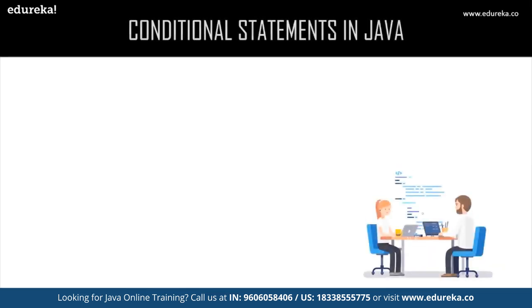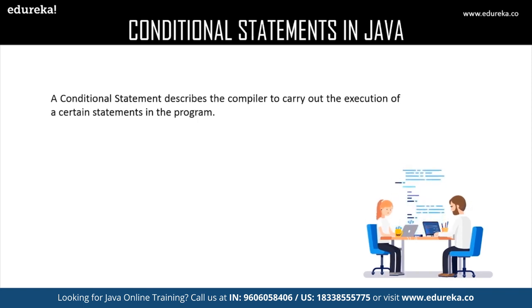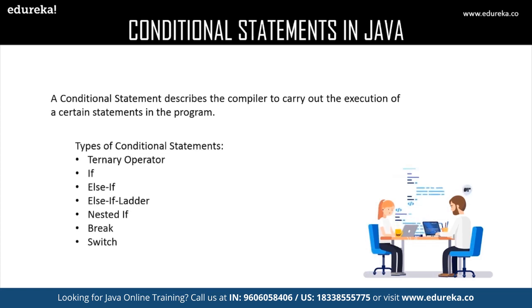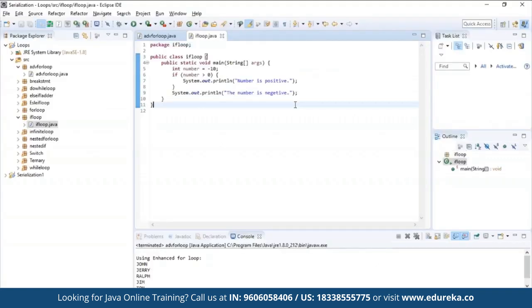The conditional statements instruct the compiler to carry out the execution of a particular code segment in a program until the condition is satisfied. The types of conditional statements available in Java are ternary operator, if operator, else if operator, else if ladder, nested if, break, and switch. Let us execute some examples related to all these conditional operators one by one. Firstly, we shall execute an example based on if loop.